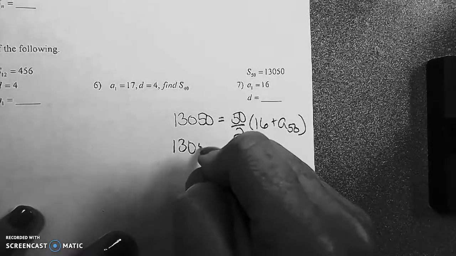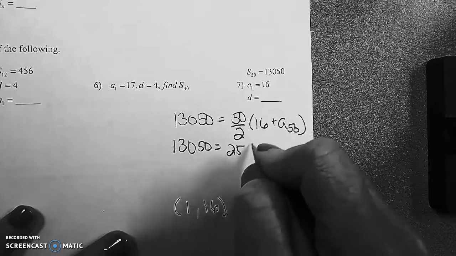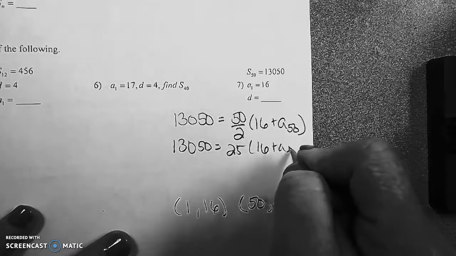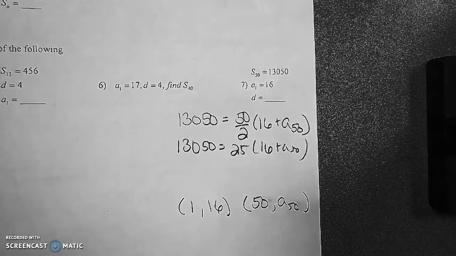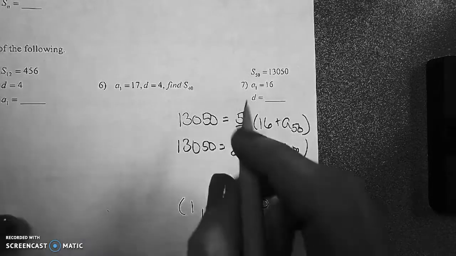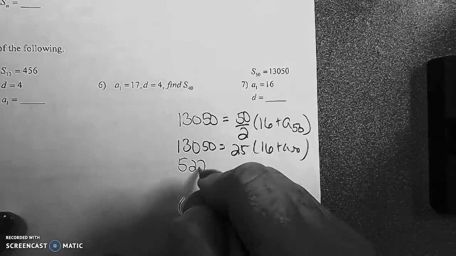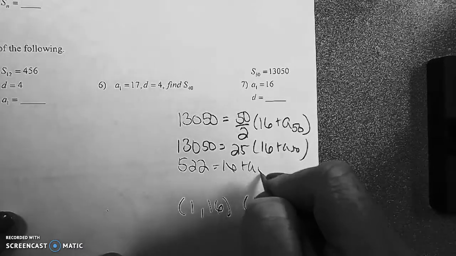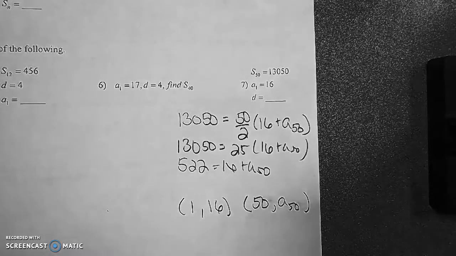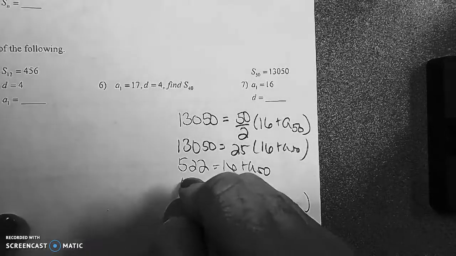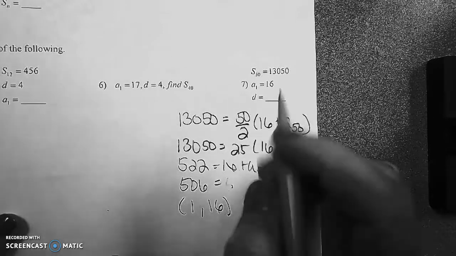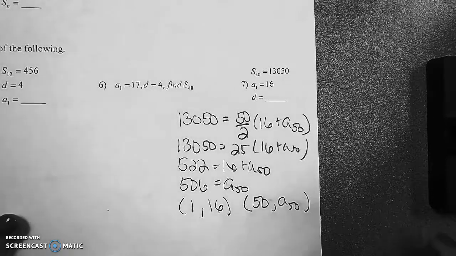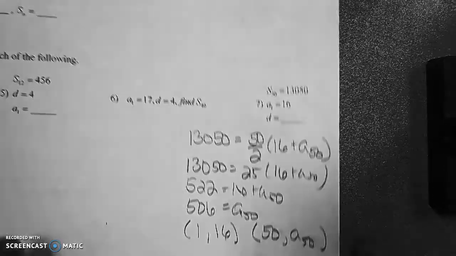So 13,050 will equal 25 times the quantity A1 plus A sub 50. I'm going to go ahead and divide that by 25, 13,050 divided by 25, and subtract 16. Whoops. So I'm getting that A of 50 is 506.